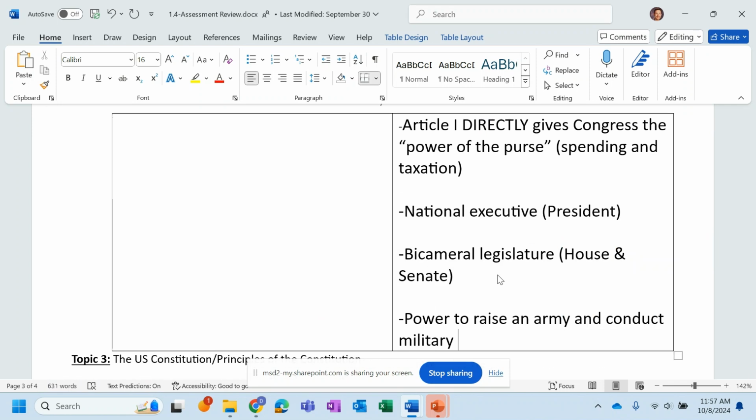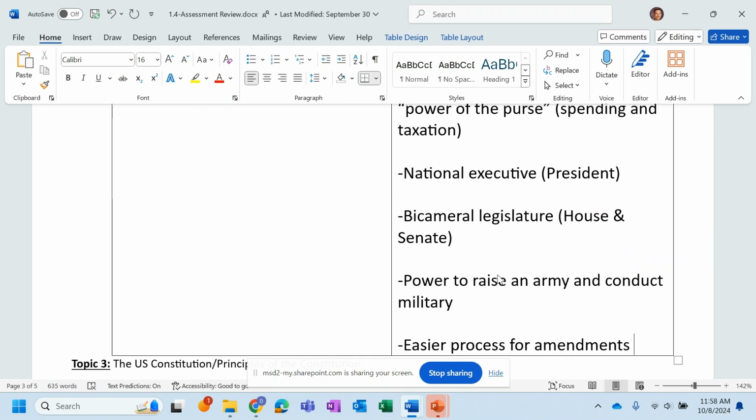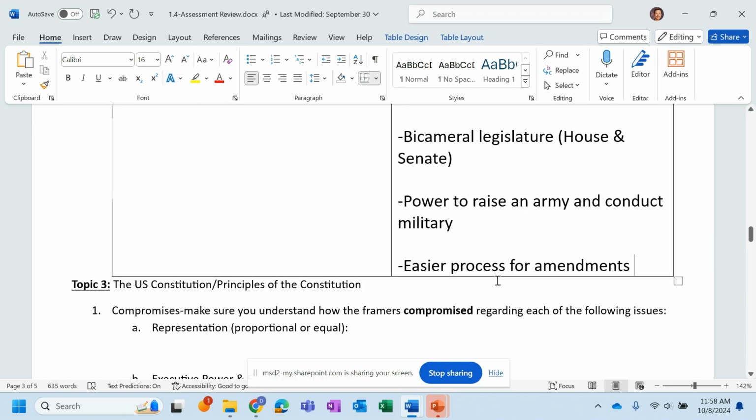You have the power to raise an army and conduct military. So actually, Congress raises the army, determines how the military is going to be raised, and the president is the commander in chief. So you have that separation of powers. Some other things, easier process for amendments. You have two different ways it can be amended. Congress can determine an amendment, or states can decide that there needs to be a constitutional convention. So even the states can decide that the Constitution needs to be amended, and then you have what's called state conventions, and then they pass an amendment, and then any amendment has to go to ratification by just three-fourths of the states, not all the states. So easier process for amendments.